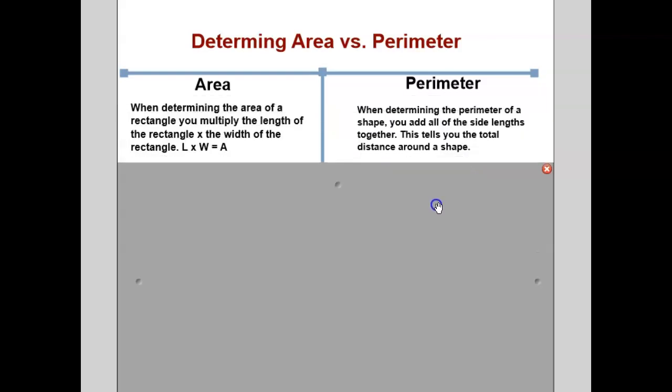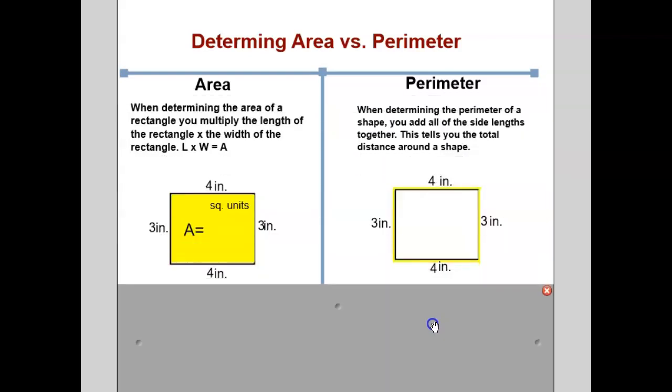Yes, you guys know that area refers to the space covered in square units on the inside of a shape. Area is the total amount of space covered by a shape. Perimeter is different. Perimeter is just the total distance around the outside of the shape. So I have highlighted in area, we refer to the total space covered by a shape. So all of the space in yellow refers to the area.